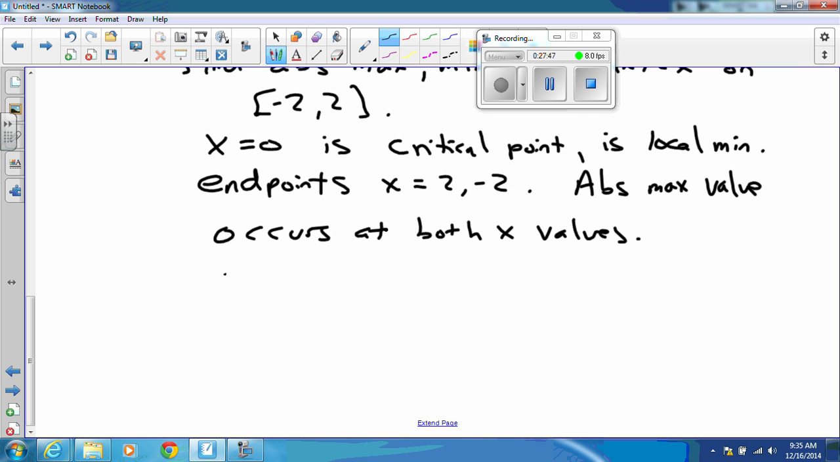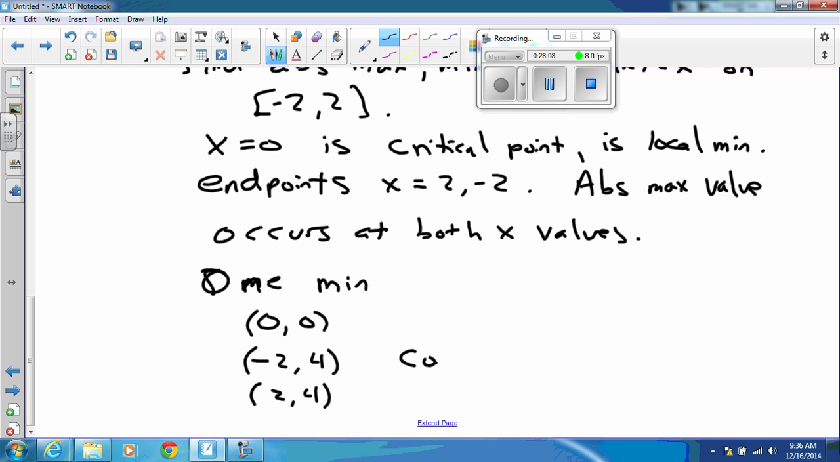And then for the min, using those same 3 points as before, you evaluate them: 0 at 0, 4 at 2, and 4 at negative 2. You can compare those 3. There's one min and 2 maxes. So when you take the local min out for the absolute max, it has to be the endpoints.